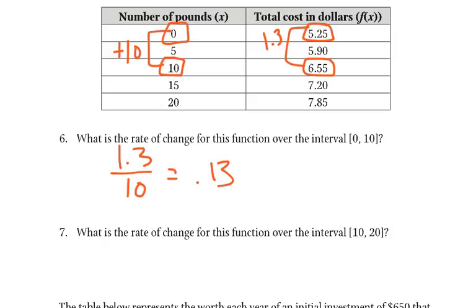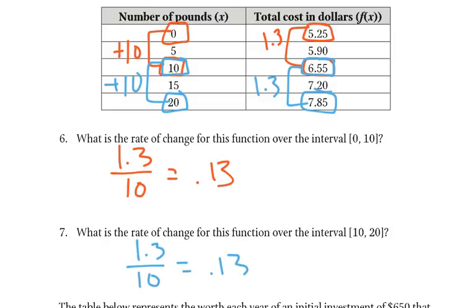But let's check the other interval. Now we go 10 to 20. So that has a difference of adding 10. Then the difference of adding 6.55 to get 7.85 is 1.3 again. So we could probably tell that this is a linear equation, isn't it? Because it has that constant rate of 0.13 per pound.